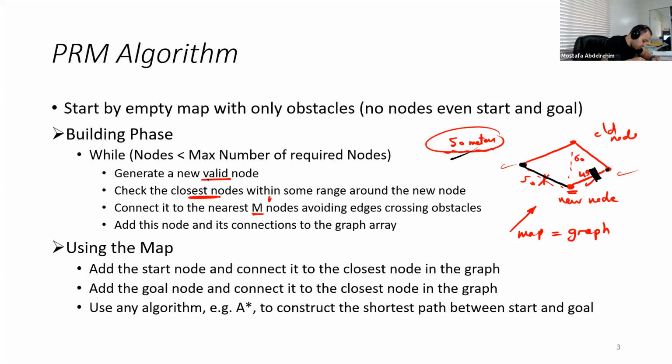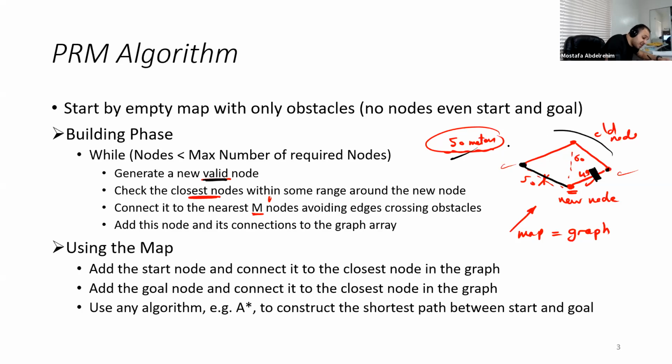Okay, this is why I'm using valid node, because there might be many nodes within the range, but some of them have an obstacle between the robot and this node, so you can't connect them together using an edge like this. So you can't add this edge to the graph.